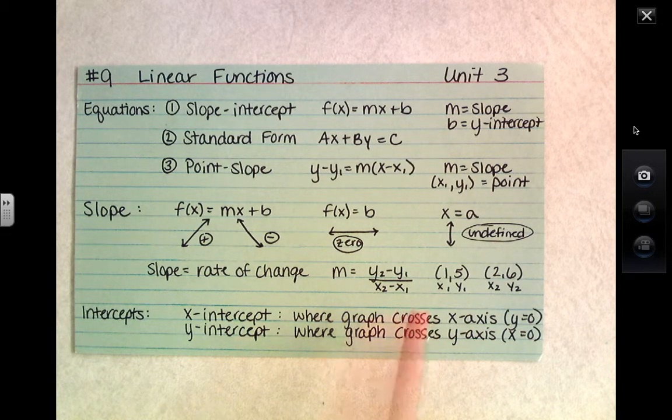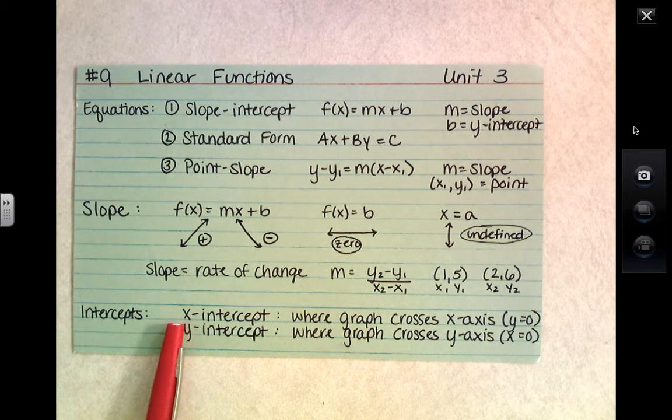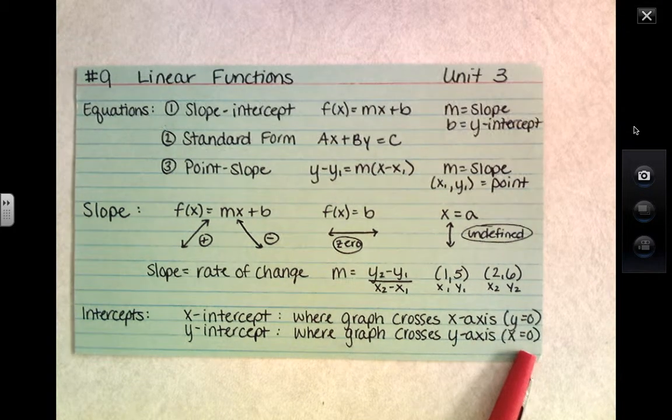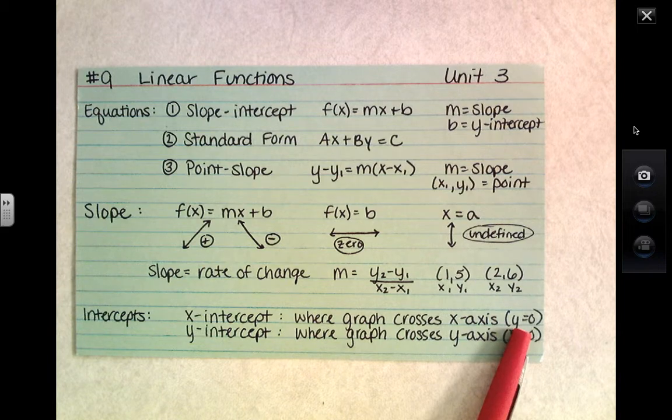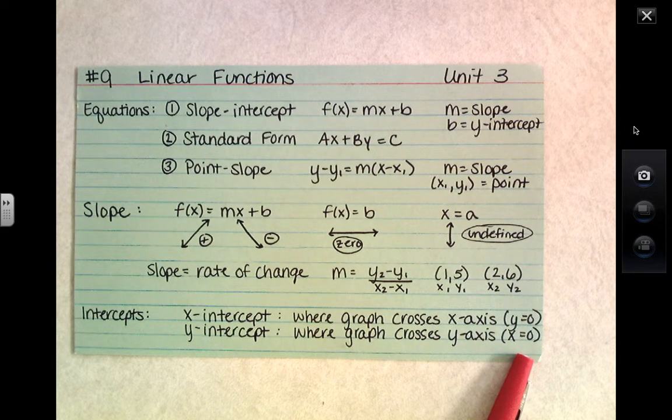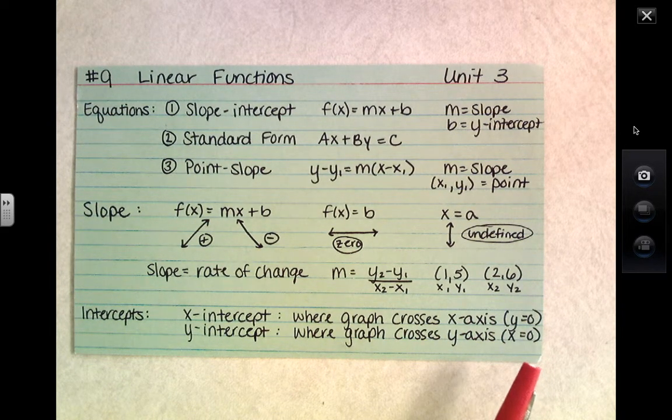And finally, you do need to know what x and y intercepts are, and that's just where the graph crosses the axis. So the x-intercept is where it crosses the x-axis. The y-intercept is where it crosses the y-axis, and you can also use this information to help you. On the x-axis, y is equal to 0, and on the y-axis, x is equal to 0. Okay, so that's your general overview.